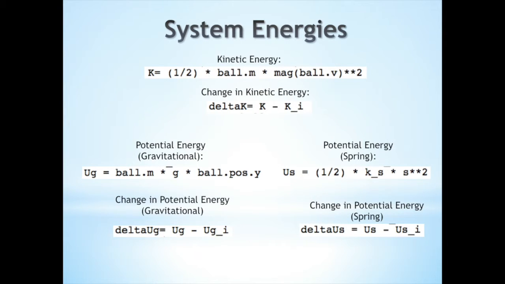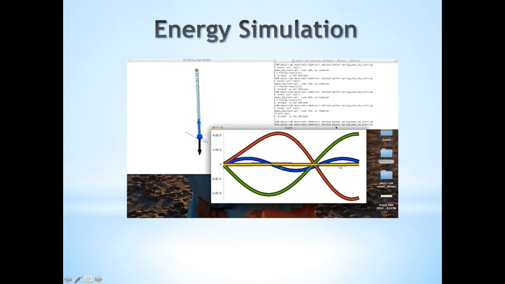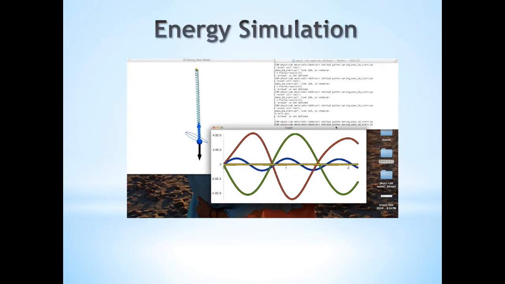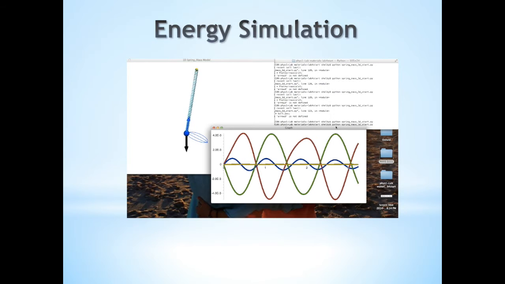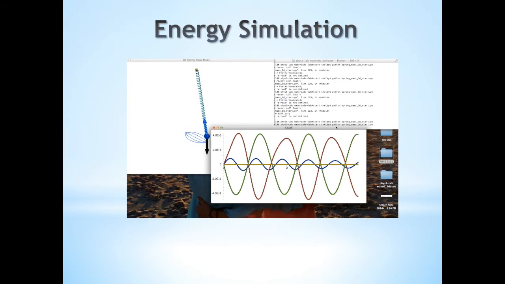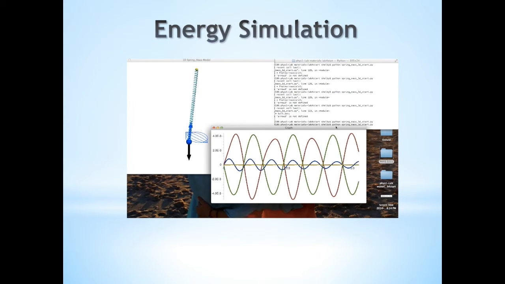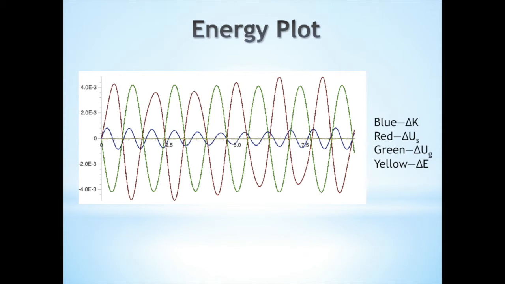These values can then be used to calculate the change in energies by setting delta K equal to K minus K initial, delta UG equal to UG minus UG initial, and delta US equal to US minus US initial. For the energy plot, the blue line is the change in kinetic energy, the red line is the change in potential energy of the spring, the green is the change in the gravitational potential energy, and the yellow line is the total change in energy. This graph shows that the change in energy will always be equal to 0, as well as the fact that the energies oscillate similar to the position of the mass.